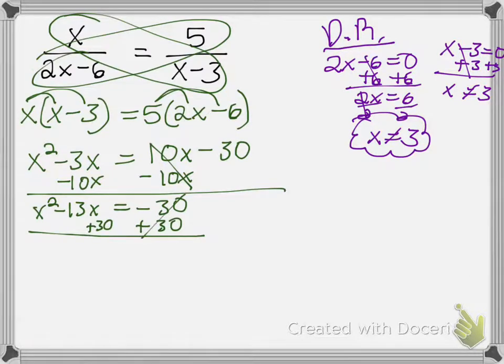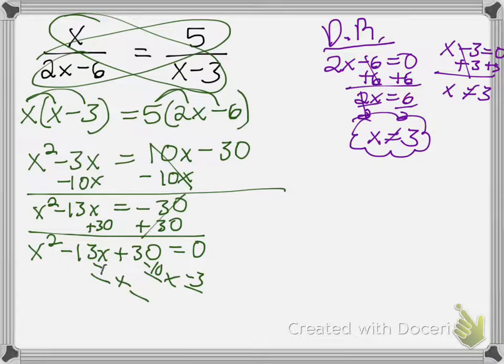And once again, you're not going to add 30 to that negative 13x. They're not like terms. So let's write it out as a trinomial. All right, so now I have to factor. What times what gives me 30, but when I add those two numbers, it equals negative 13? Yep. Negative 10 and negative 3.